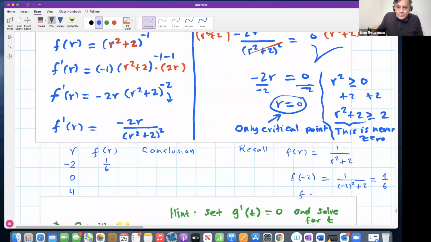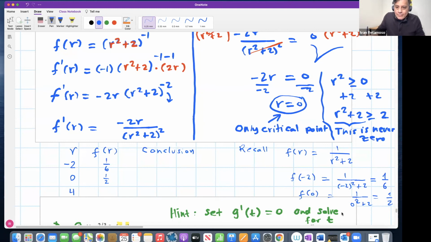What would f at 0 be? 1 over 0 squared plus 2. But 0 squared is 0, 0 plus 2 is 2, so 1/2. You follow that, guys? 1/2, very good. I'm writing this in exact form because I saw the choices are in exact form.